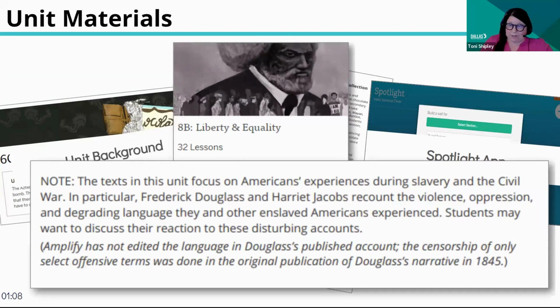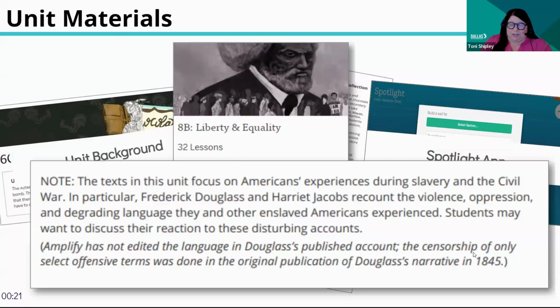We did just want to point out very quickly, because I'm sure eighth grade teachers have or will soon encounter Unit B about liberty and equality in that Frederick Douglass text. I just want to say it again. Please, please, please make sure you send those parent letters home because of the sensitive content contained within Unit B. The snip I have on the screen is from the parent letter. This is what the parents receive, to let them know that Amplify has not edited the language in Douglass's published account. The censorship that is there is only the original censorship from when it was published in 1845.